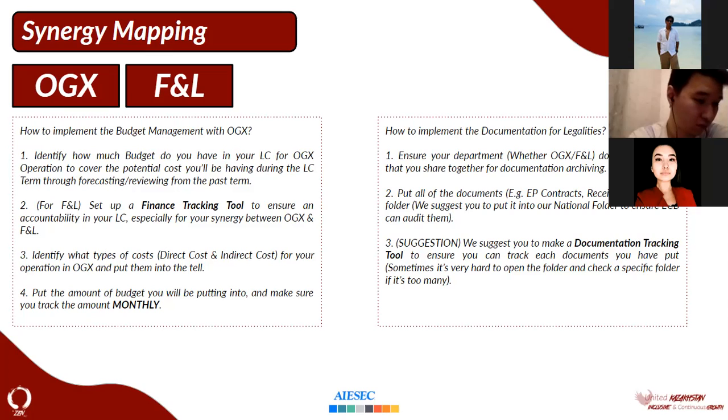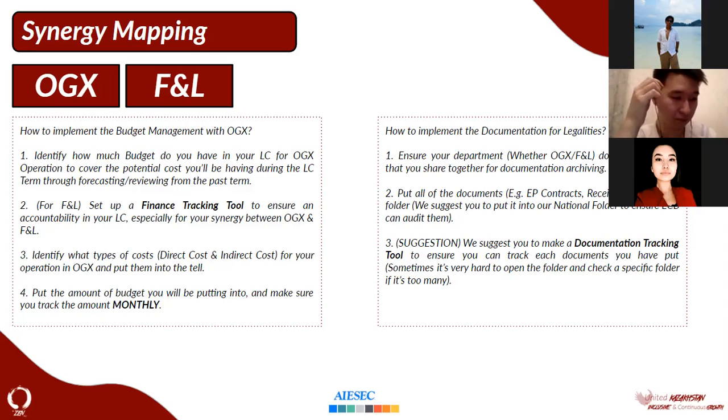Yes, for this one, I can say that ECB has this already. So you need to ask the ECB for this documentation, because this is one of the elements for auditing. Second, put all of the documents, for example, EP contract, receipt, and all other things into one folder. We suggest you put it into our national folder to ensure ECB can audit them. Again, ECB needs to know about the documents because they will be doing an audit to report it to ICB.